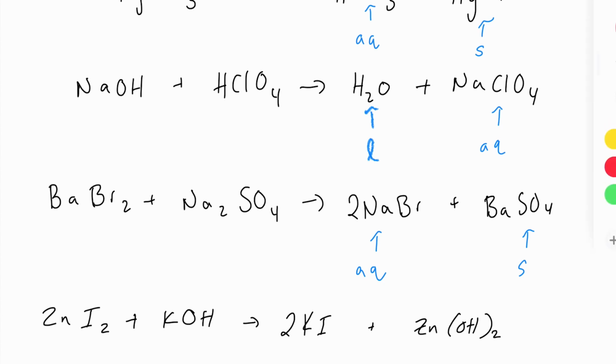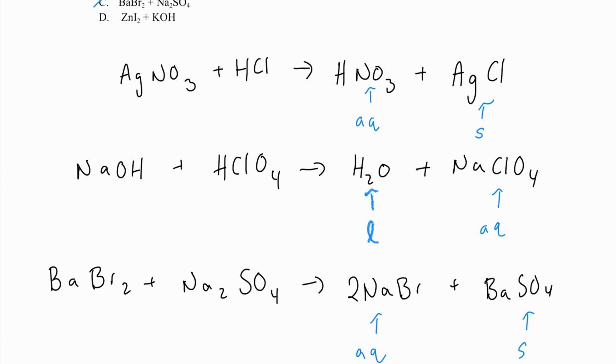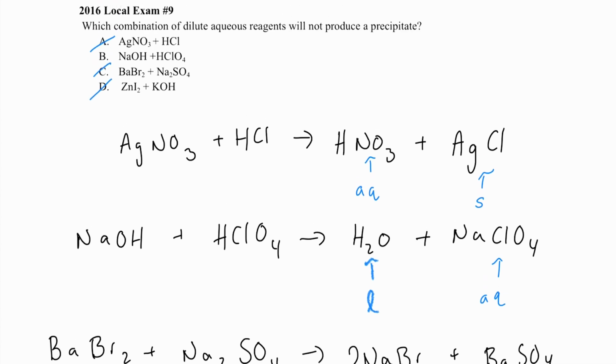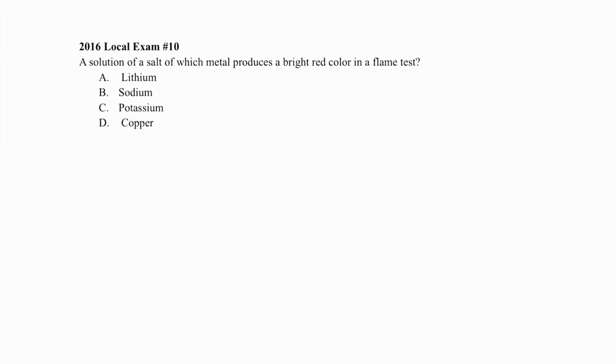KI is going to be aqueous, but zinc hydroxide is actually a solid. So you do have a precipitate being produced in D as well. So the only answer that makes sense is answer choice B. All right, let's look at the next question.